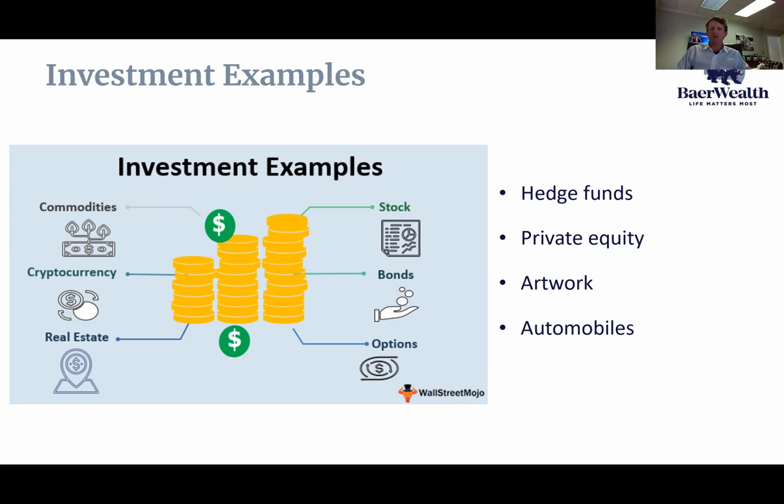We can invest in commodities, we can invest in cryptocurrencies, real estate, options, bonds, stocks, penny stocks, big company stocks like Coca-Cola, small company stocks that you've never heard of, private investments, hedge funds. You can buy and sell art online, or buy and sell vintage cars. There's literally unlimited options we have when it comes to investing our money and having that money grow.